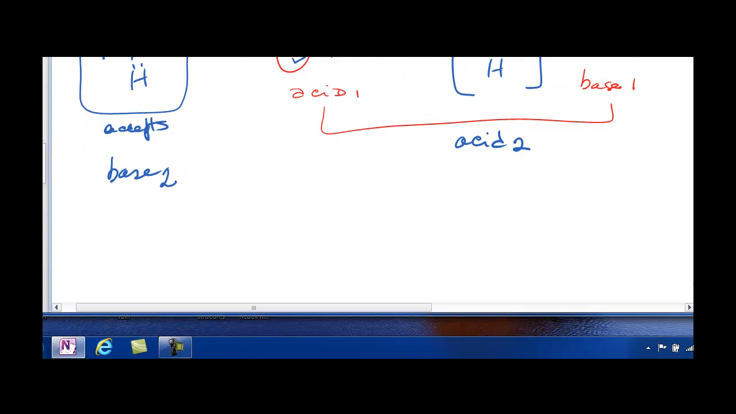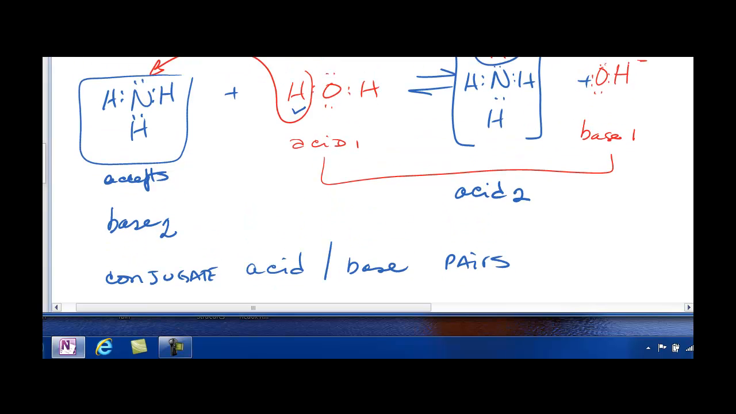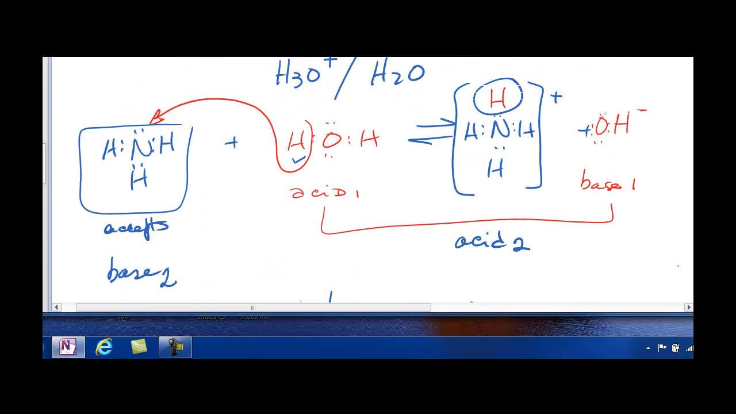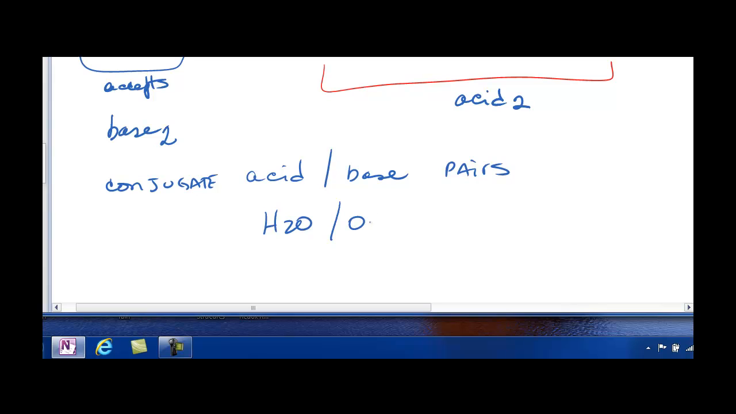Okay, so tell me the conjugate acid-base pairs in this example. Who's my first acid? Water? Okay, so you can write water as HOH or as H2O. And what is its conjugate base? OH minus. So you release the hydrogen ion from water, and what you're left with is OH minus. So a conjugate base of an acid is simply formed by releasing, donating, a hydrogen ion.